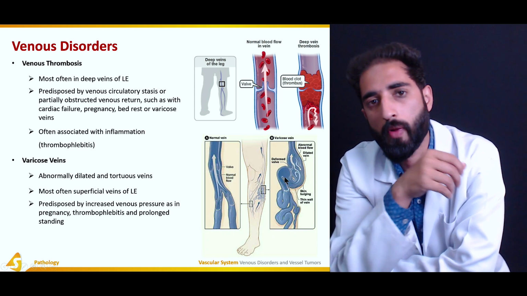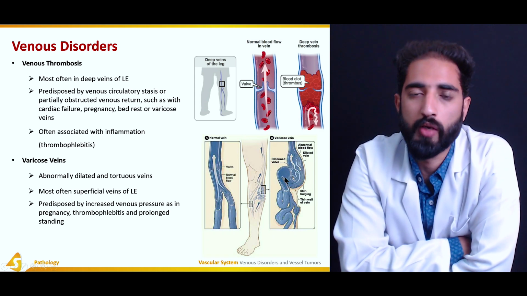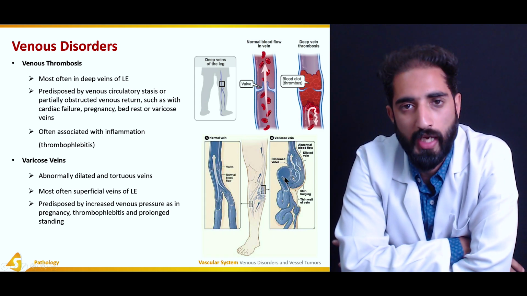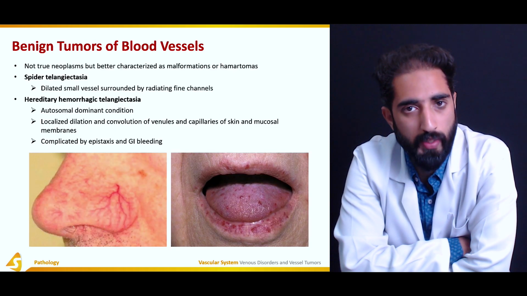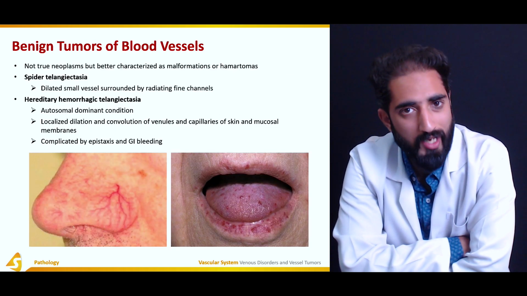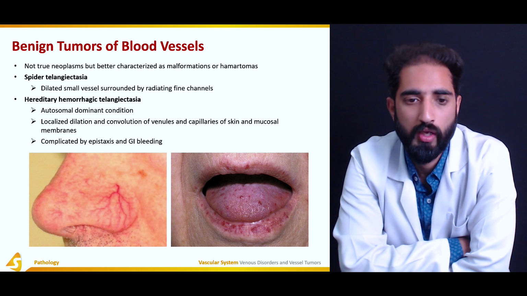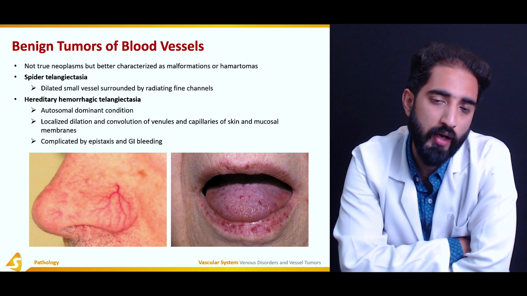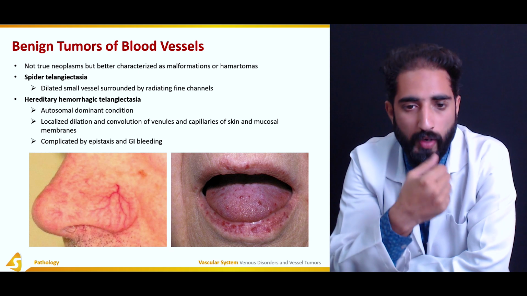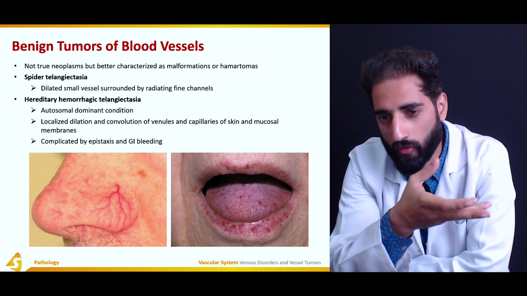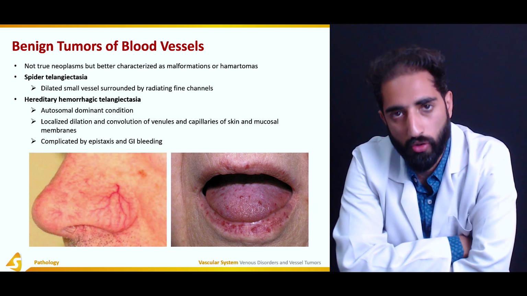Now, let's talk about the tumors of the blood vessels. There are two types of tumors that can be found in the blood vessels. They can be either benign or malignant. So let's start off with the benign tumors. They are not true neoplasms, but they are better characterized as malformations or hematomas.